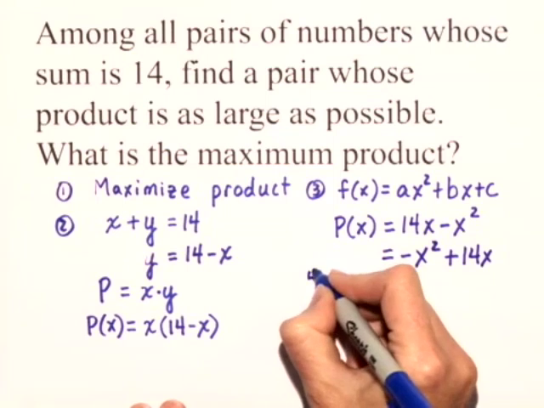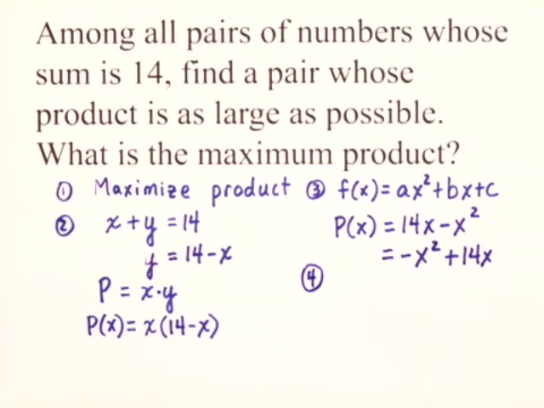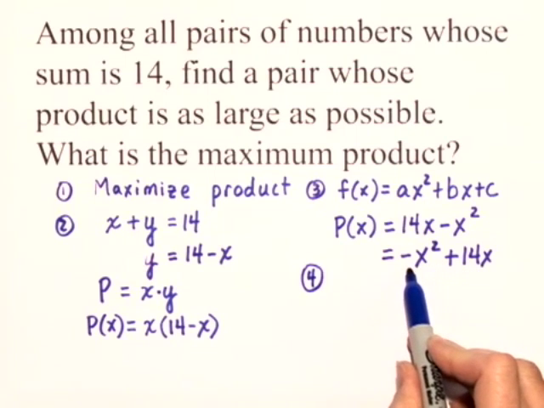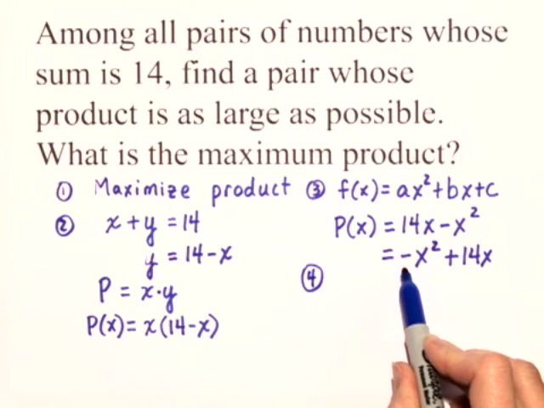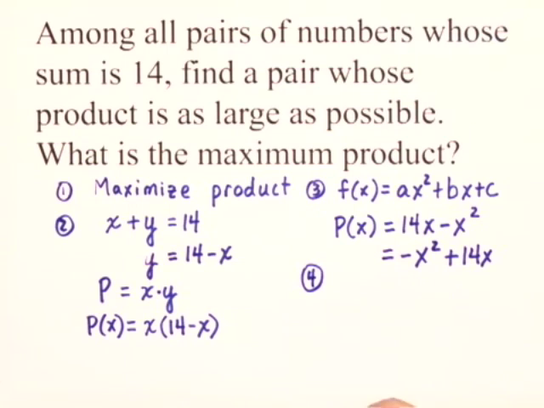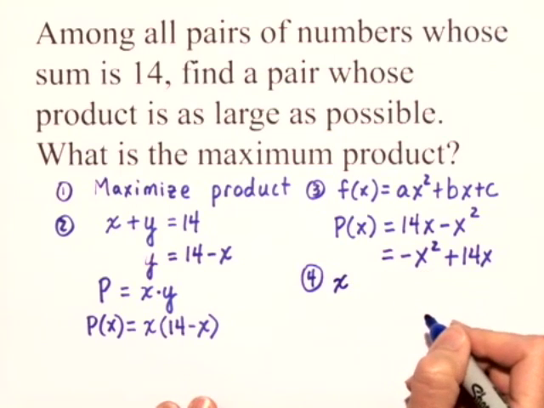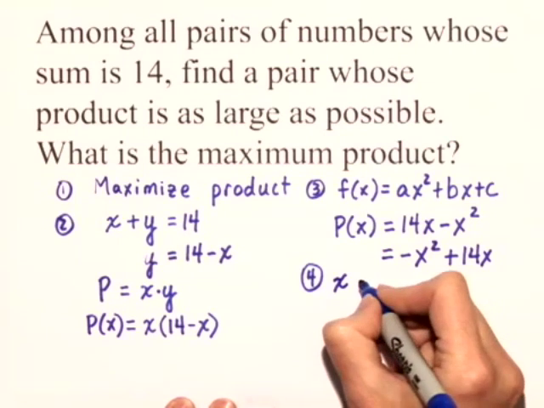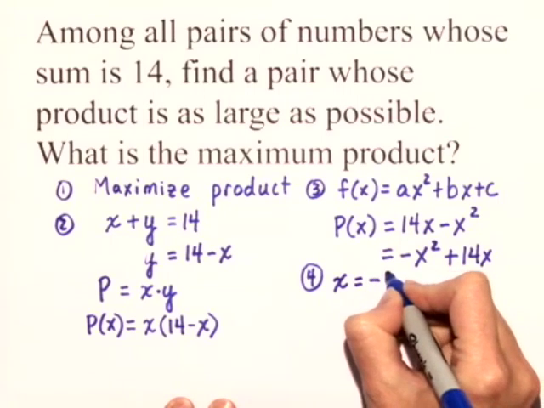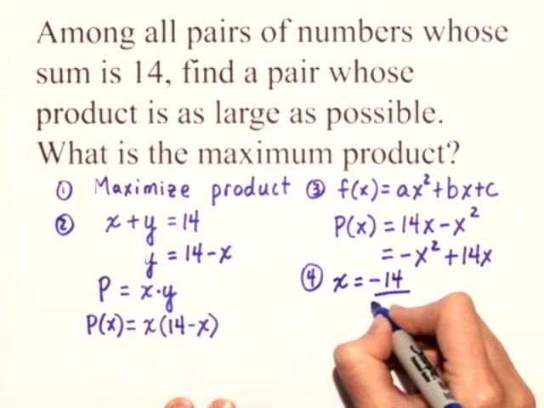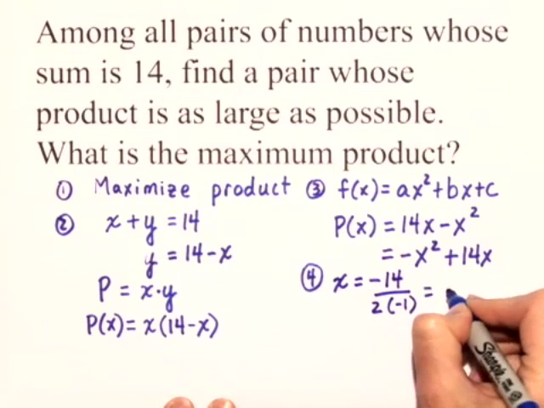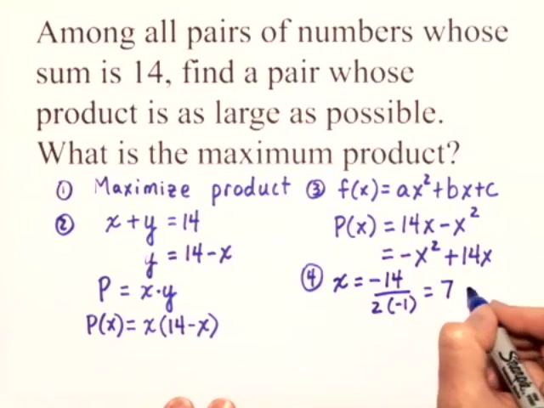Now we're ready to finally, in step 4, answer the question. Because our function is really a quadratic function, and since our leading coefficient a is less than 0, that means it's a quadratic function or a parabola that opens down, and it does have a maximum value. The maximum value occurs at the x value of the vertex. x is equal to negative b, in this case 14, over 2 times a, which is negative 1. So in this case, x is equal to positive 7.